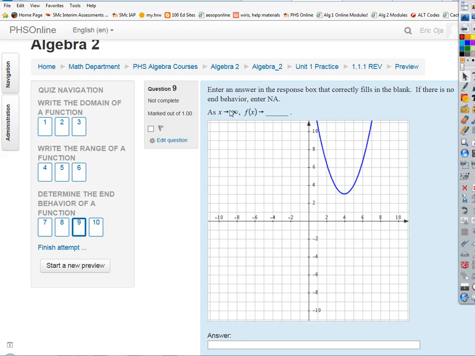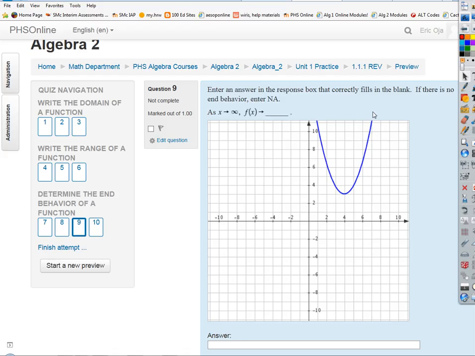Where's the ant walking on the function if his x value is approaching infinity? Okay, good. I'm seeing people pointing that way. He's going out to the right forever then, right? As he moves to the right forever, fill in the blank. f of x, or y, approaches what? Positive infinity. Because as he moves to the right, he's also going up forever, right?